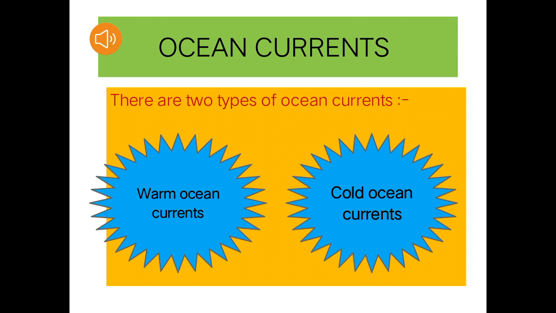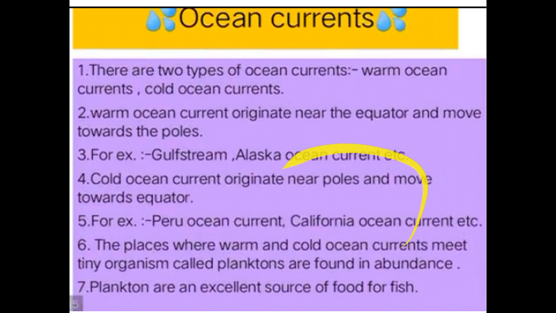Now, let's understand about ocean currents. Ocean currents are also two types: warm ocean currents and cold ocean currents. Warm ocean currents originate near the equator and move towards the poles. Gulf Stream, Alaska ocean current are the examples of warm ocean current. These warm ocean currents increase the temperature of the area.